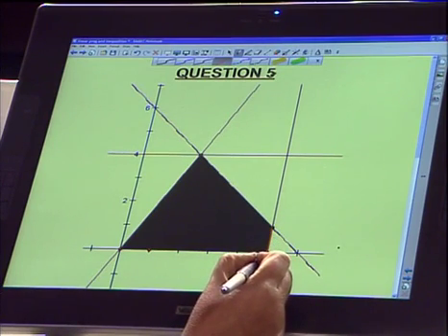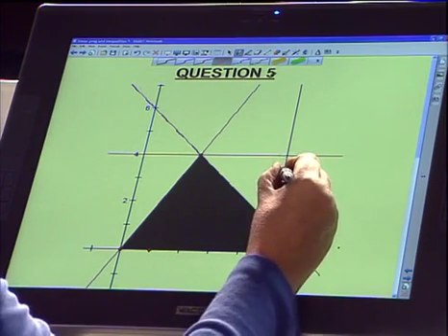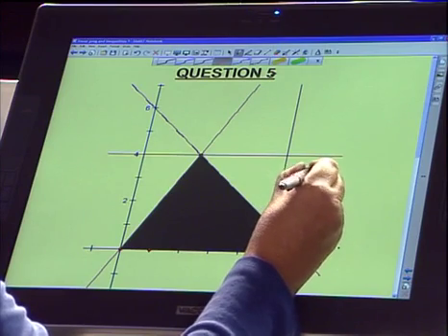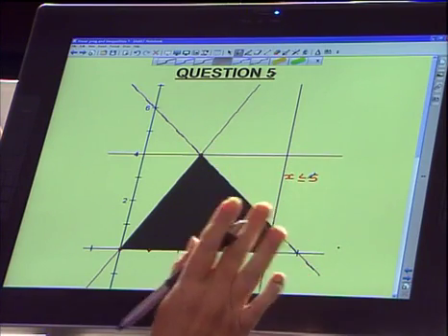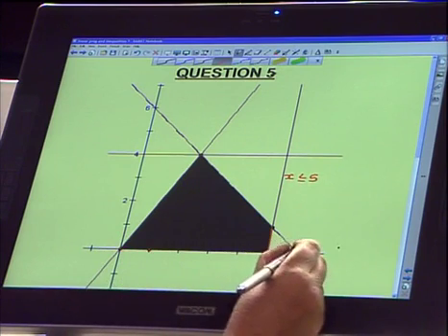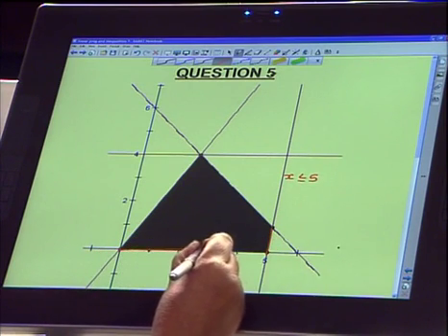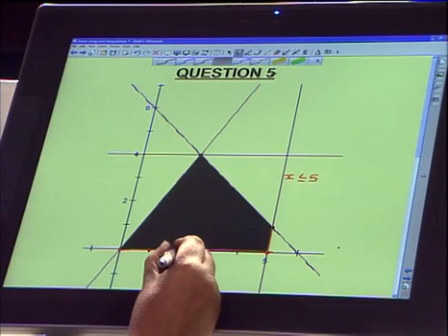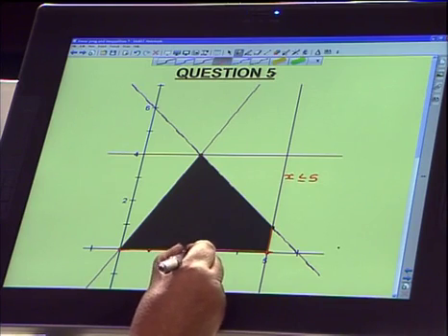This one is easy, you agree. It's going to be x is smaller than or equal to 5. No problems with that one. This one is also easy. So this one here, we can say that y is greater than or equal to 0.